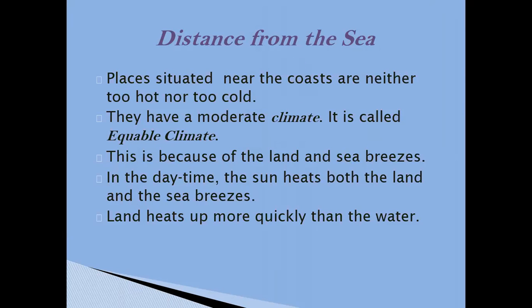Distance from the sea. Places situated near the coasts are neither too hot nor too cool. They have a moderate climate. It is called equable climate. This is because of the land and sea breeze. In the daytime, the sun heats both the land and the sea. Land heats up more quickly than the water.